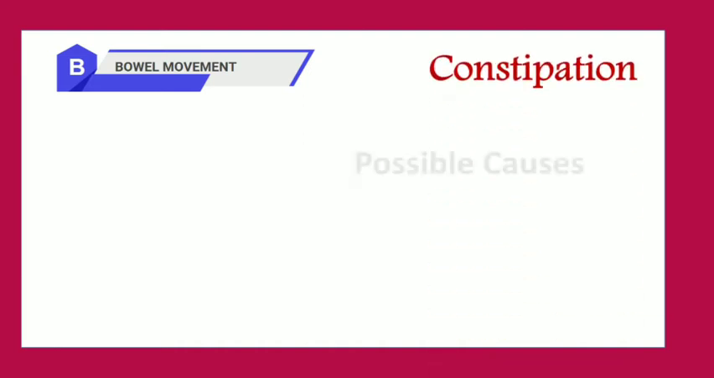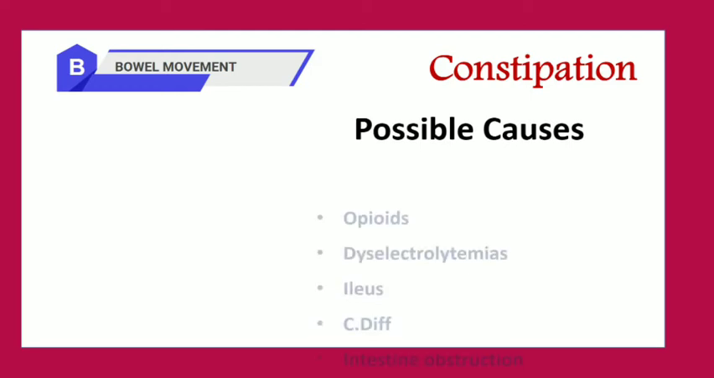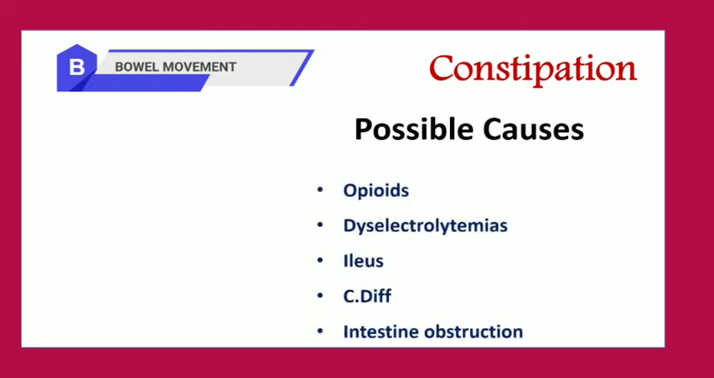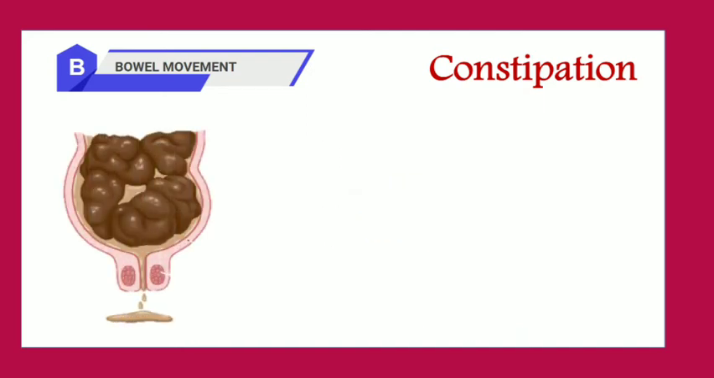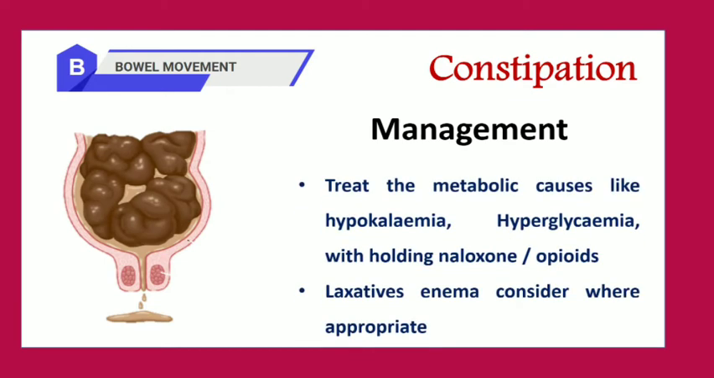The other common cause in ICU related to bowel movement is constipation. Causes of constipation include opioids, dyselectrolytemias, most commonly hypokalemia, ileus, Clostridium difficile, and intestinal obstruction. Management for constipation includes treating the metabolic causes like hypokalemia and hyperglycemia, with holding naloxone and opioids. Laxatives and enemas can be considered where appropriate.